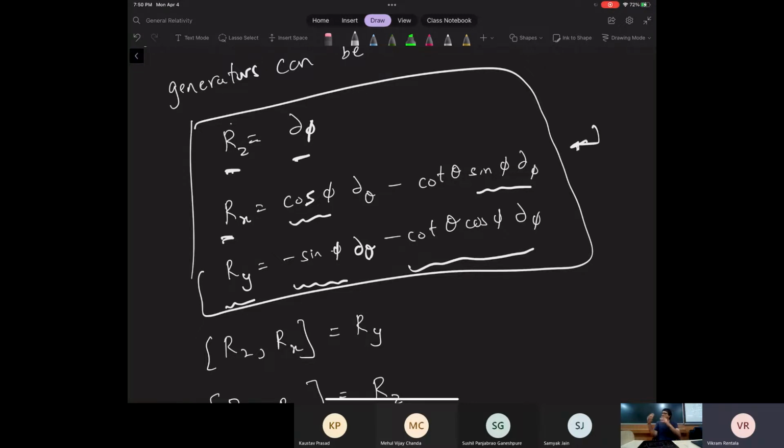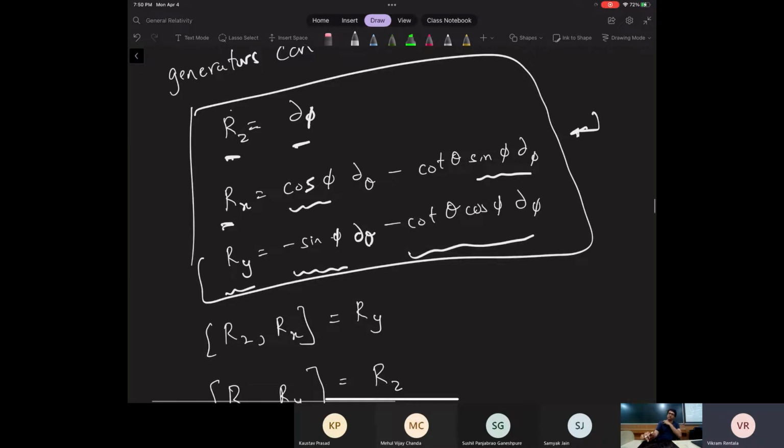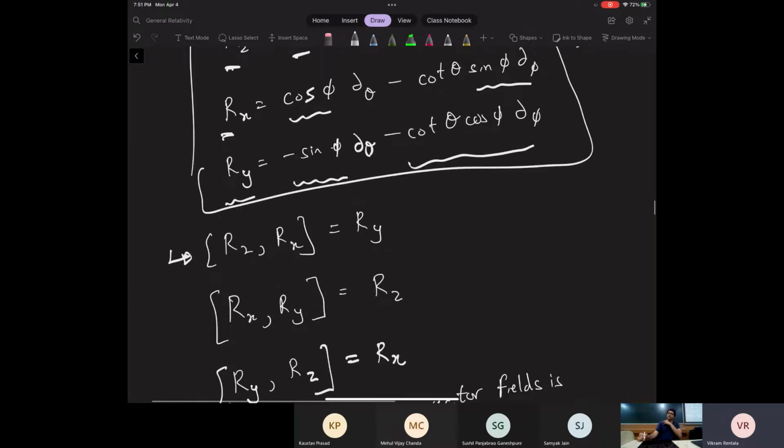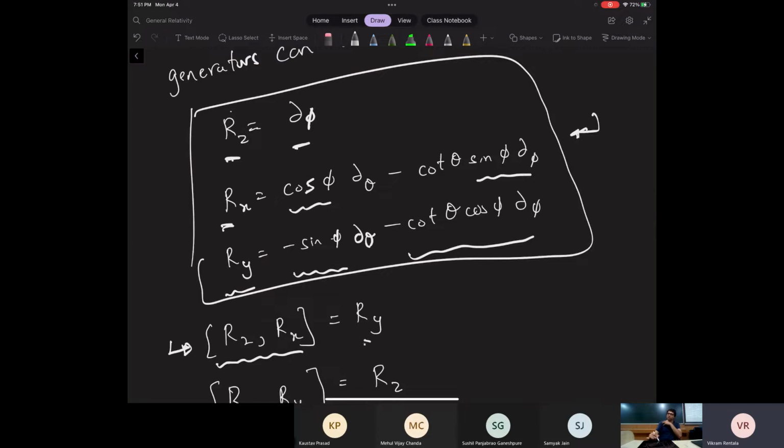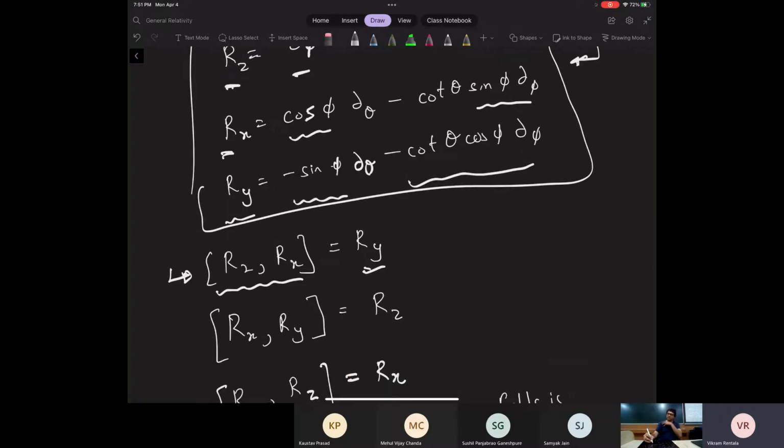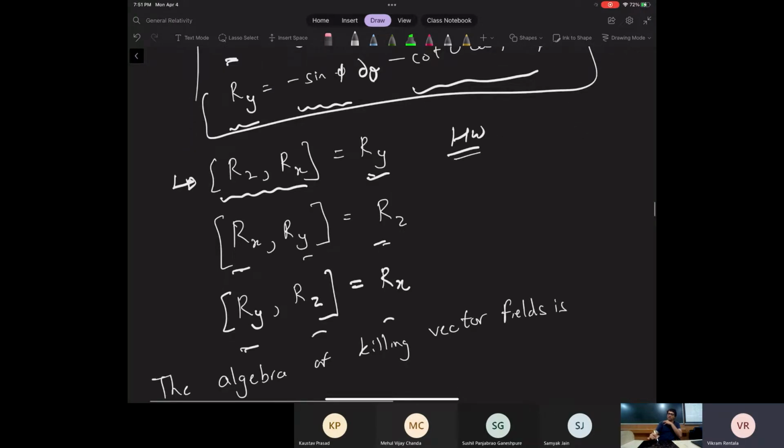However, it is possible to talk about Killing vector fields independently of their coordinates, in the sense that they satisfy some important properties. If you compute their Lie bracket, as we defined earlier, for example the Lie bracket of Rz and Rx, you will get Ry. You can show this much more easily in the Cartesian basis. Let me not work it out, it's a homework exercise. It's very trivial to show in the Cartesian basis. Rz Rx is Ry, Rx Ry is Rz, Ry Rz is Rx.